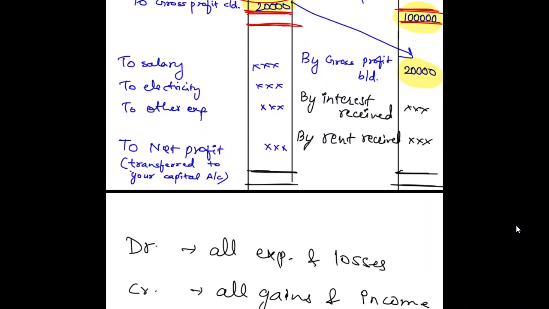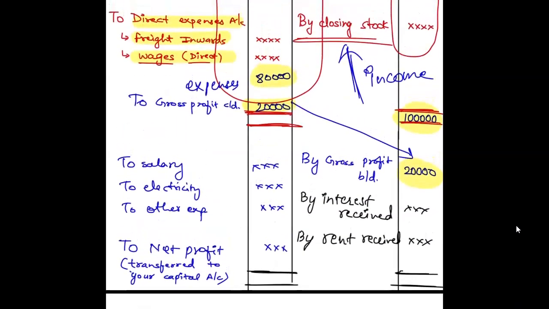Mostly there are only 2 direct expenses, but if there is any other thing, I will highlight it when we are solving the questions.